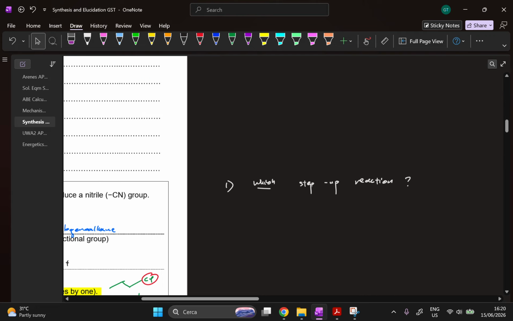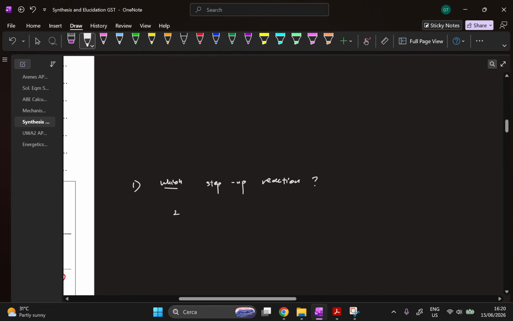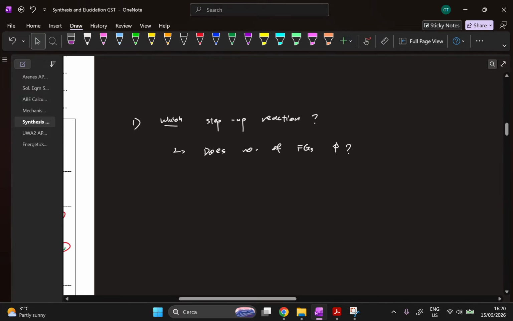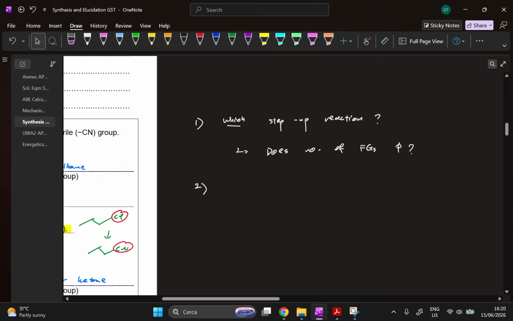So how do I tell which step up reaction to use? You see if the number of functional groups increases. If yes, you know that at some point I need to use nucleophilic addition. If no, it does not increase, then at some point I need to use nucleophilic substitution.